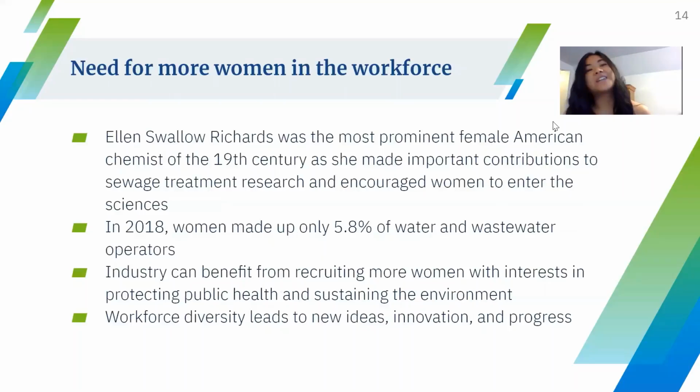The third problem is that there's a need for more women in the workforce. A good example of a woman engineer is Ellen Swallow Richards, who was the most prominent female American chemist of the 19th century, who made important contributions to sewage treatment research, and she also encouraged women to enter the sciences. In 2018, women made up only 5.8% of water and wastewater operations. This percentage is extremely low, and I think that the industry can benefit from recruiting more women with interests in protecting public health and sustaining the environment. And companies can benefit from workforce diversity because it leads to new ideas, innovation, and progress.